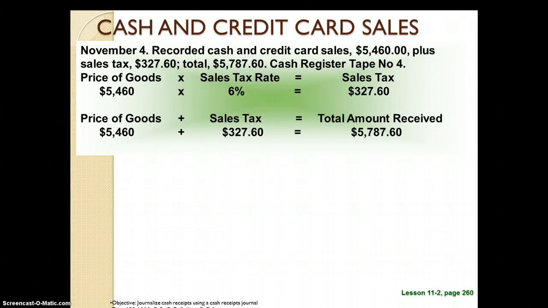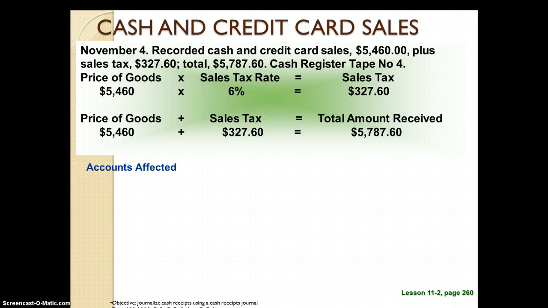So if you look, I did the math to show you how we came up with our sales tax rate and how we came up for a total amount received. So the total amount received should be the amount of cash that came into our business. The price of goods, well, that'll be the amount of our sale, and then the amount of sales tax will be our sales tax payable. And don't forget that we calculate the sales tax by multiplying the price of our goods times the sales tax rate, which in the examples we're using, it's 6%.